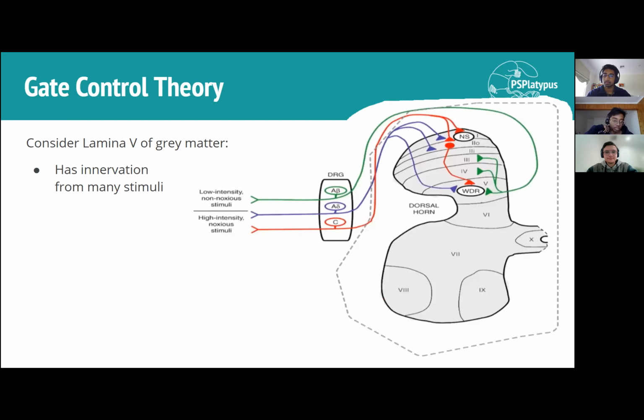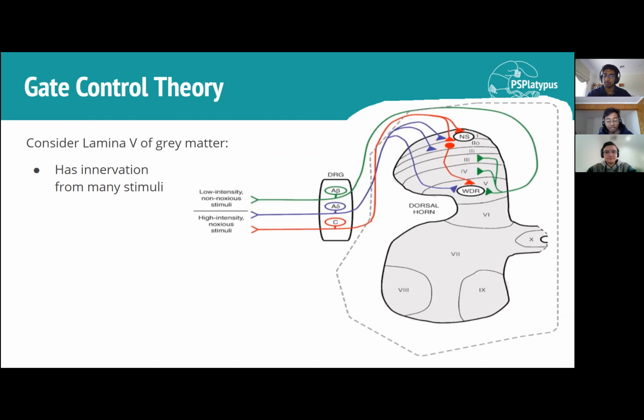So we're going to talk about gate control theory. You guys might have noticed that when you get hurt, when you stub your toe or something, if you rub your toe, it kind of makes it feel less painful. And how do we understand that? That really is the crux of gate control theory.